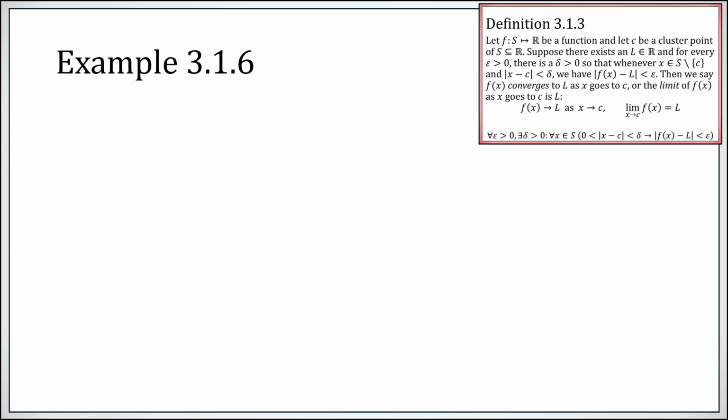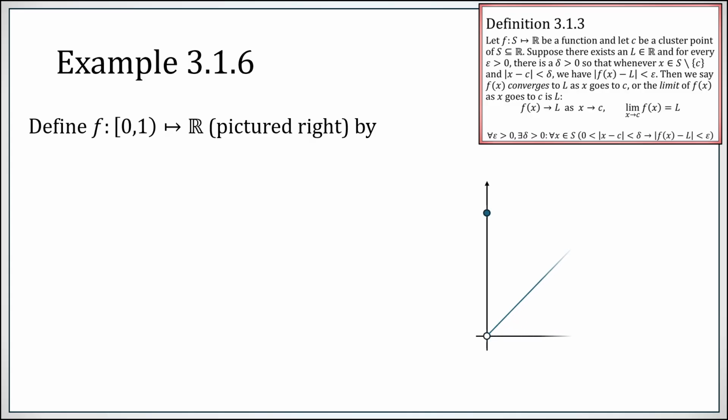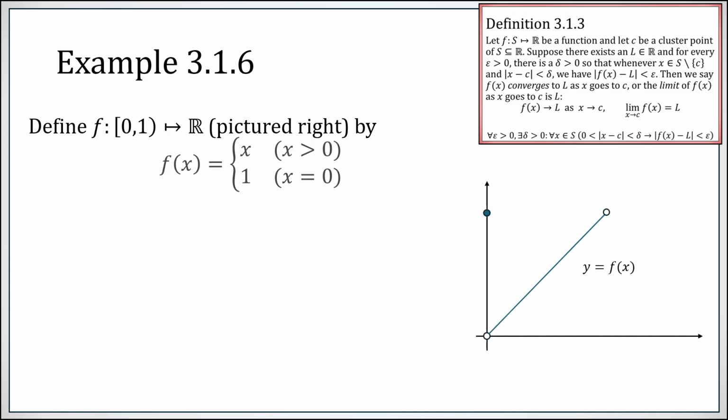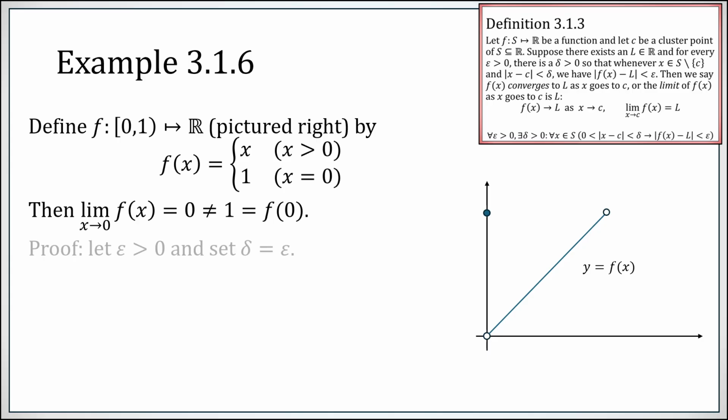A next example, 3.1.6. Take a function mapping the interval from 0 to 1, including the left but not the right, as such. Okay, so f of x is just the straight line x, except at the left endpoint, we map f of 0 to equal 1. Then the limit as x approaches 0 of f of x is 0, which is not the same thing as f of 0, which was 1.